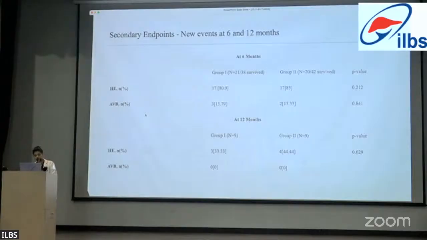Secondary endpoints, new events at 6 and 12 months. 17 patients in group 1 and 3 patients in group 2 had HE during the follow-up period up till 6 months, for which they received intervention. At 12 months, 3 new patients in group 1 and 4 new patients in group 2 had HE, for which they required conservative management.